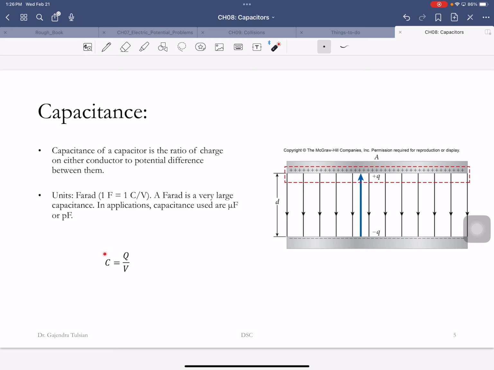The capacitance of a capacitor is how much charge it can hold per volt. And this combination, charge is measured in coulombs, volts in volts, and that combination is called a farad, after Mr. Farad, who studied this kind of stuff.